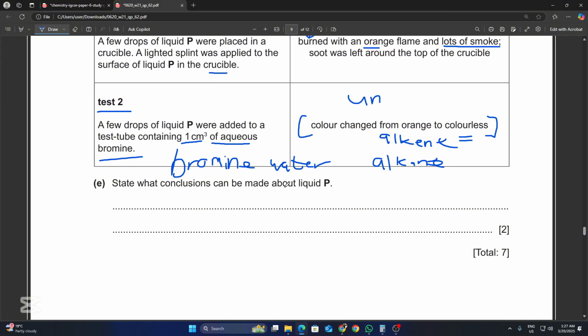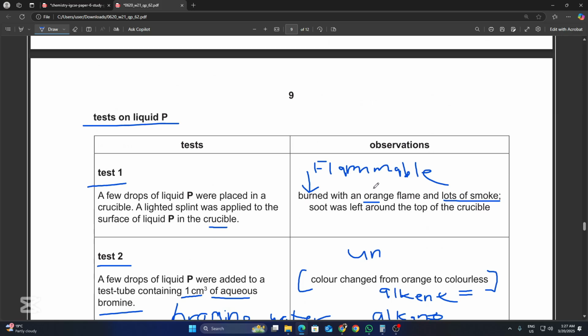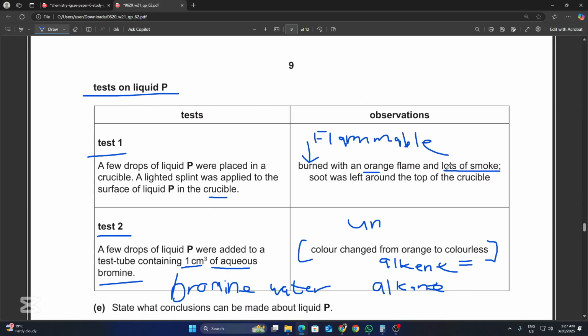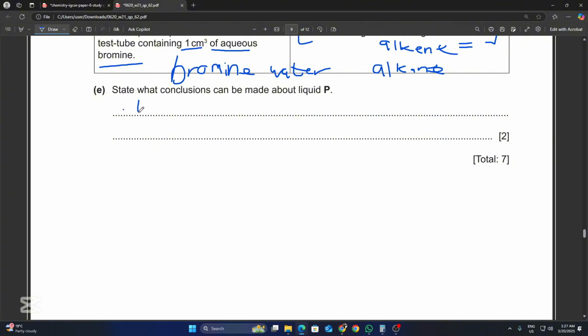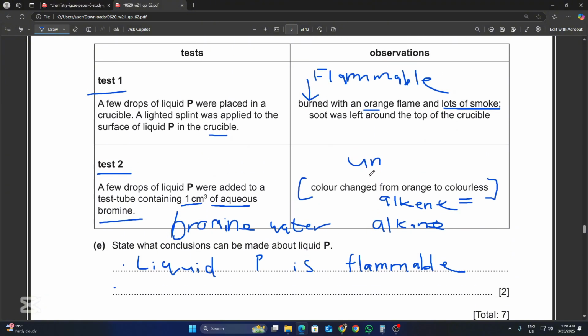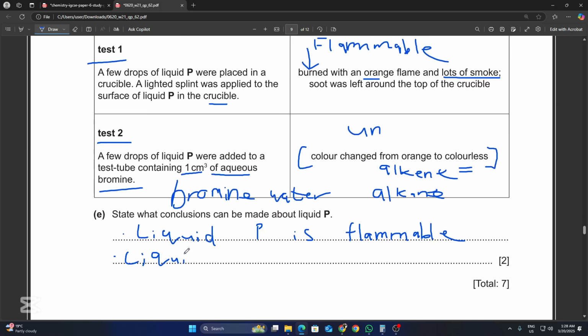Now it says, what conclusions can we make about liquid P? Now we know that liquid P lit on fire with an orange flame and a lot of smoke, which means that liquid P is flammable. That's 2 marks or 2 points. Second point, we can say that the color changed from orange to colorless, which means this is an alkene. So liquid P is an alkene, since it has a double bond, and in an alkene the color of bromine water changes from orange to colorless.